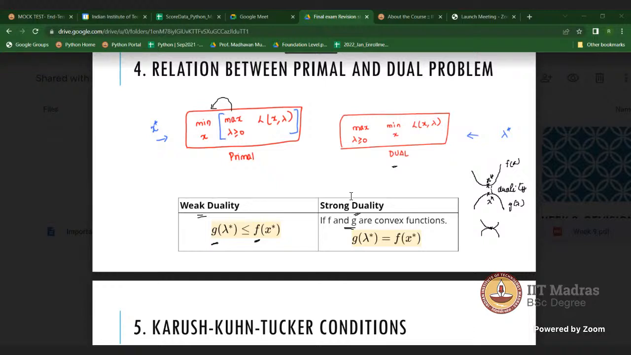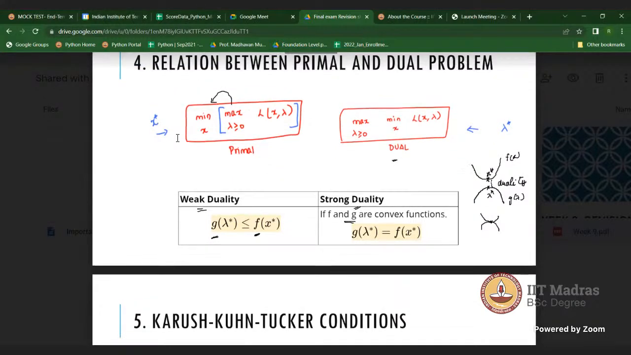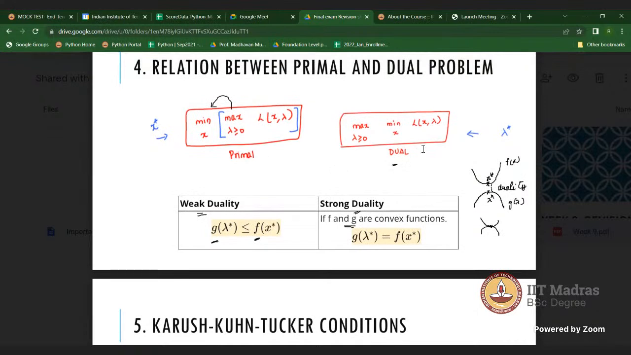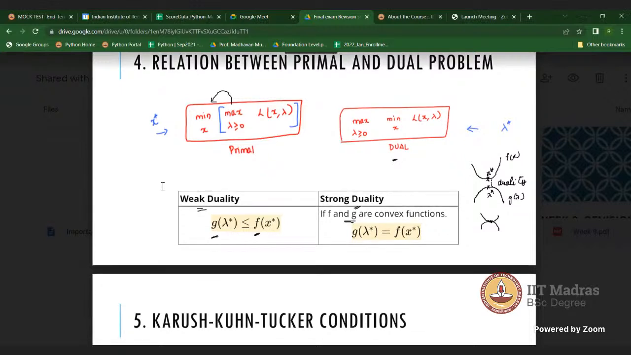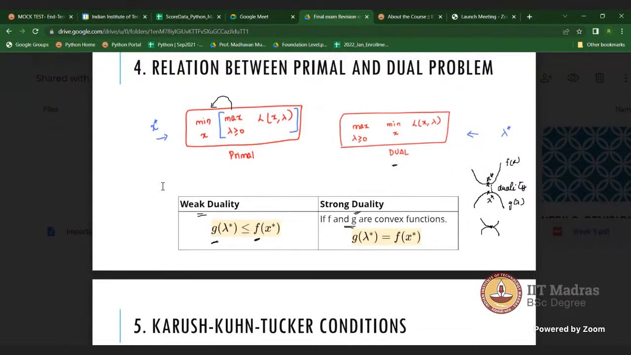Hello, Sir, is it clear? For strong duality, how is g of lambda star equal to f of x star? Yeah, that is a condition. Okay, Sir, how will that be equal for strong duality? The reason for this is out of the scope of this course. The proof was not even mentioned in the lectures.